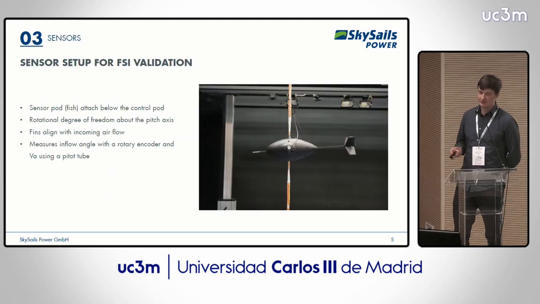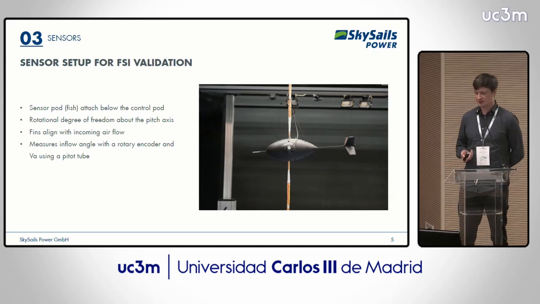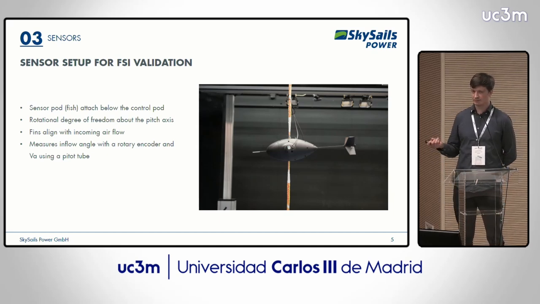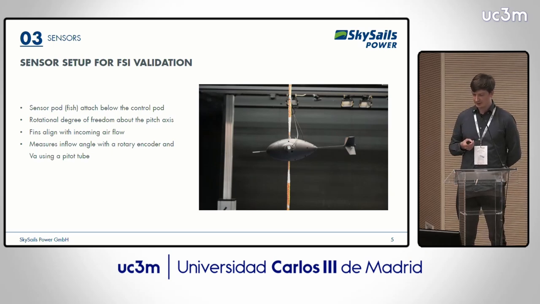Okay, but moving on to our validation campaign. Obviously, we had to make a certain amount of measurements. So we use a sensor pod, which we internally call fish. You can see it on the right-hand side in the wind tunnel. This fish pod is attached below our control pod at the tether.